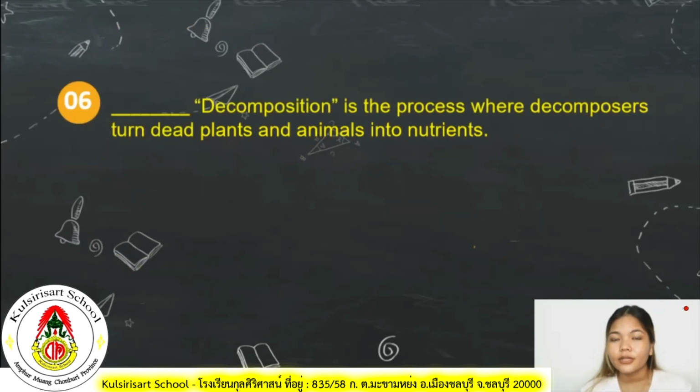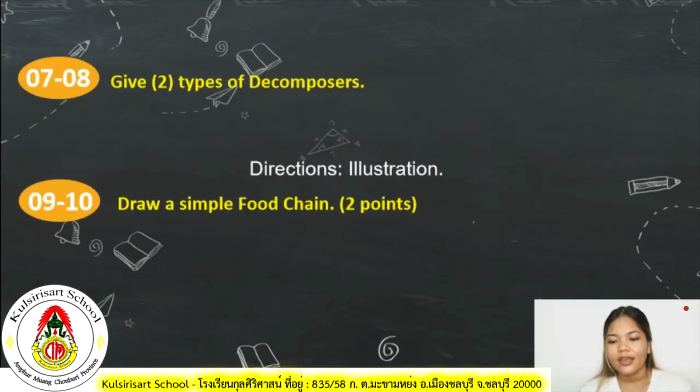Now for number 6, decomposition is the process where decomposers turn dead plants and animals into nutrients. Is it true or is it false? Again, write your answer in your yellow book.